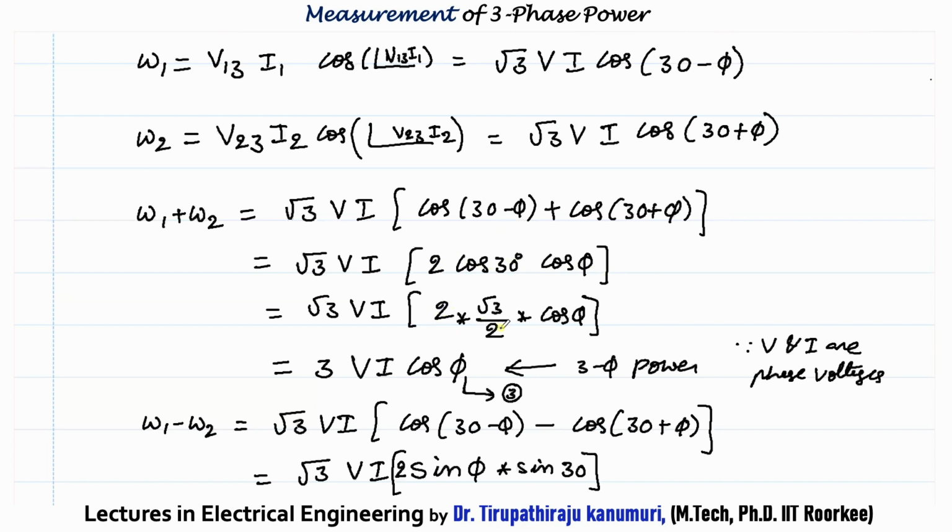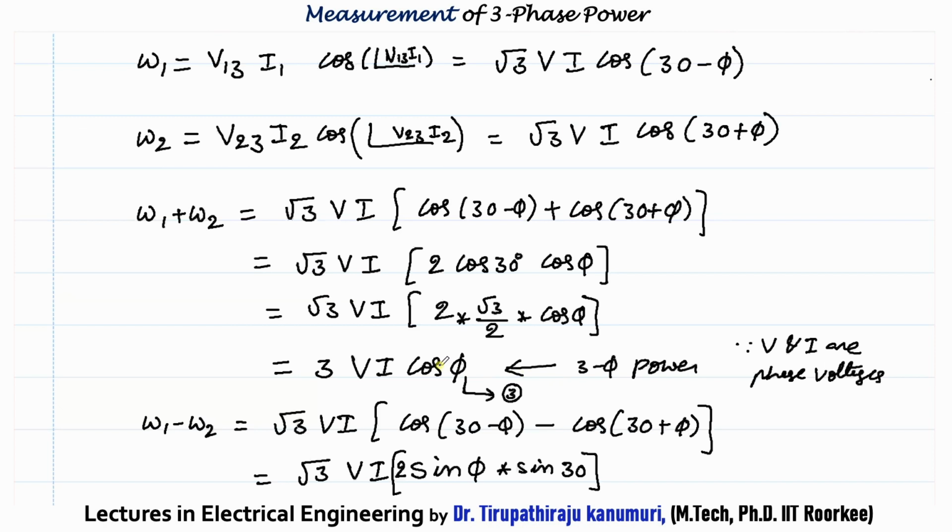2 will cancel out. So this will be root 3 multiplied by root 3. It will become 3 times of V into I into cos phi. So what is 3 into phase voltage into phase current into cos phi? This is nothing but equal to 3 phase power because all the phases are balanced. This is nothing but power consumed by any one phase multiplied by 3. That gives my total. That means just by taking the sum of the wattmeter readings, I am getting 3 phase power.